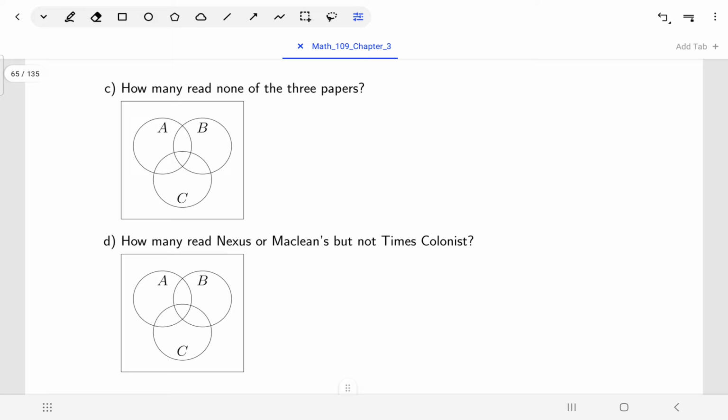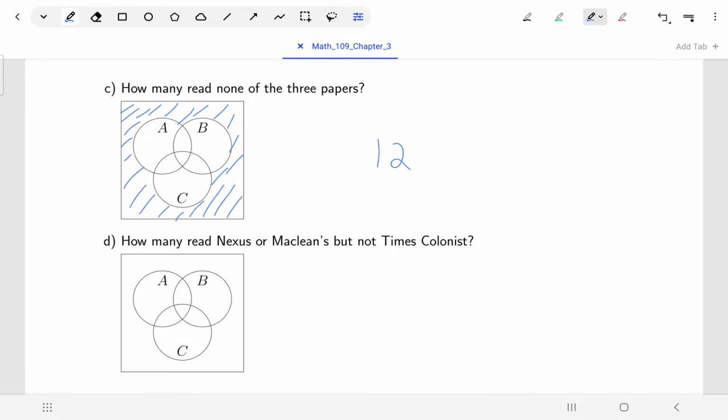Okay, none of the 3 papers, that would be the exterior, and so we know exactly the answer for that. That's the reason why we should always find the exterior. Maybe we are interested in knowing how many things are not inside of A or B or C. In this case, we already have that answer, and that's that there are 12 people who don't read any of those 3 papers.